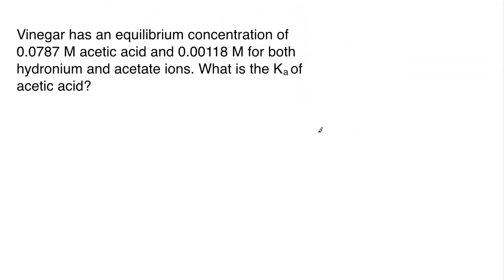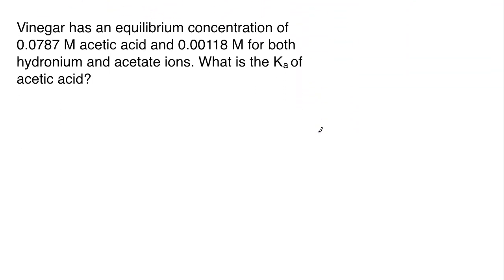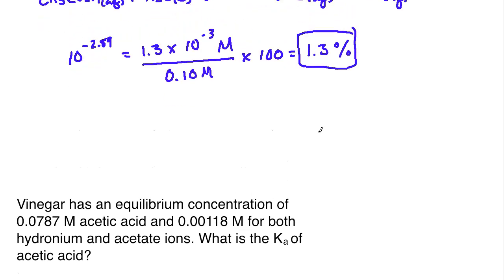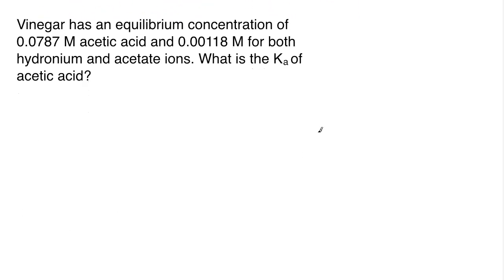All right, now, here's the last problem. Again, using this equation up here. So I'm going to start writing that out. Vinegar has an equilibrium concentration of 0.0787 molarity acetic acid, and it's got 0.00118 molarity for both the hydronium and the acetate ion. The acetate ion is that conjugate base. So what is the Ka of acetic acid?